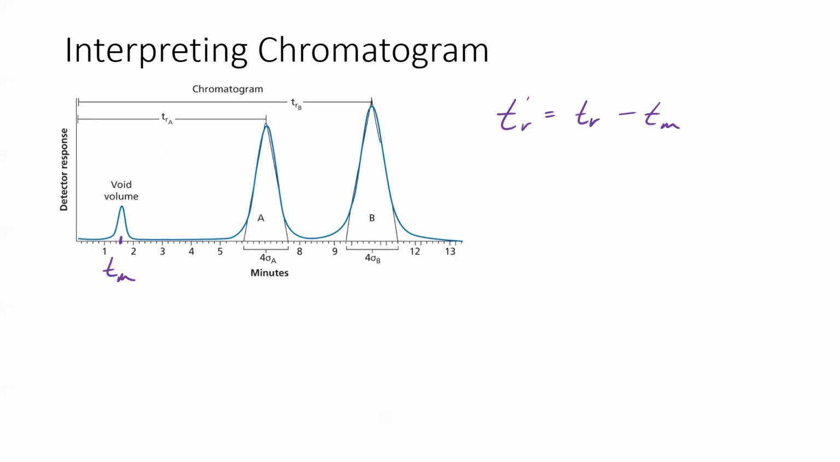Because columns have different lengths and different packing efficiencies, we're going to get some variation from column to column and instrument to instrument. However, as long as we're using the same type of column, we should get the same corrected retention time. This should be the same from experiment to experiment.